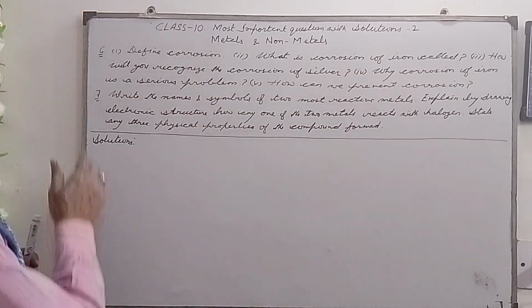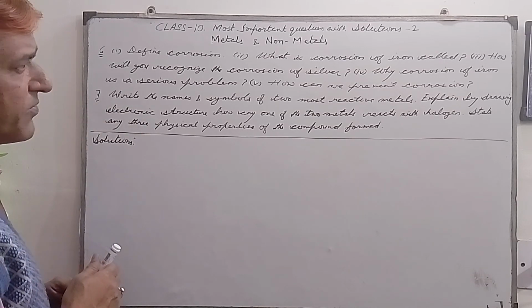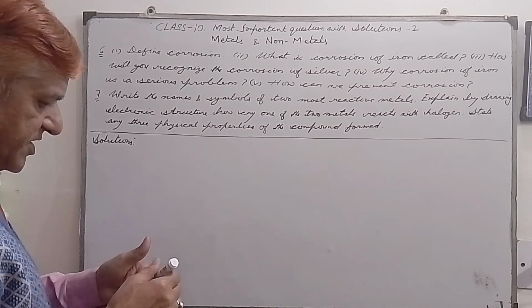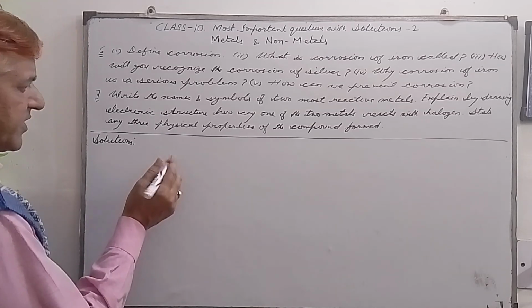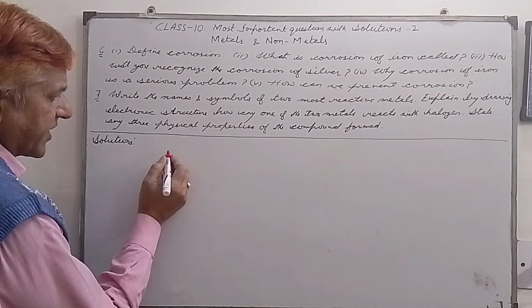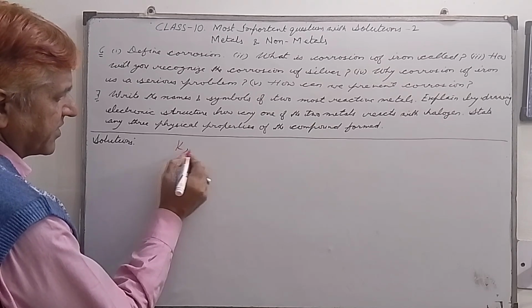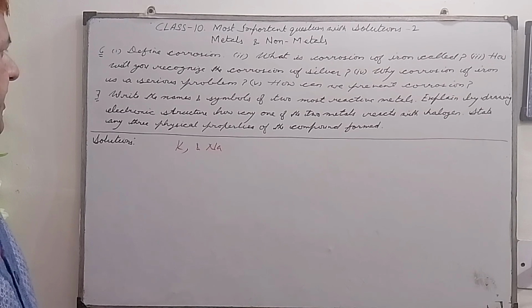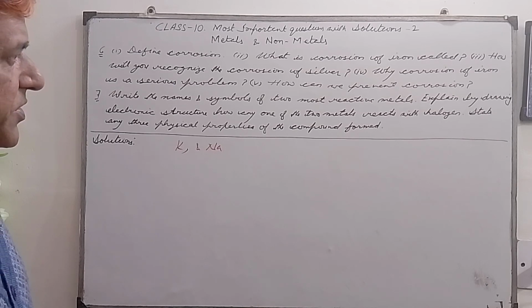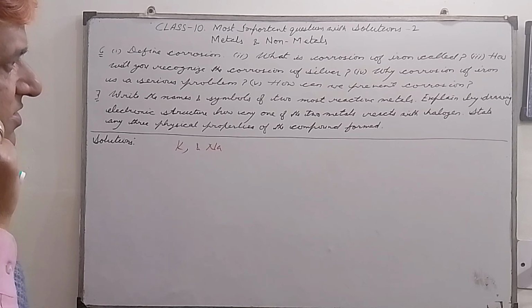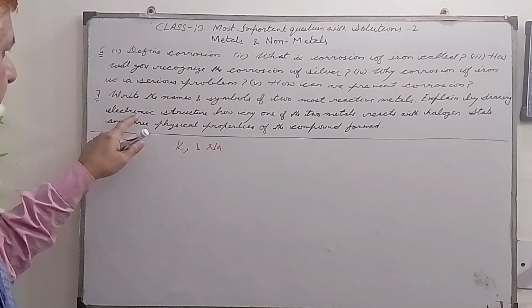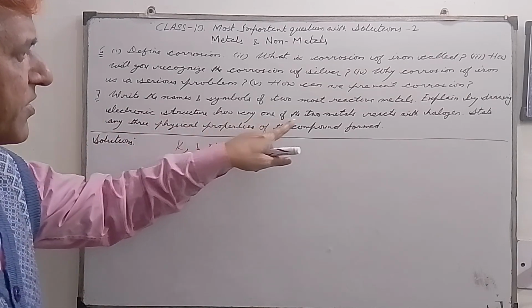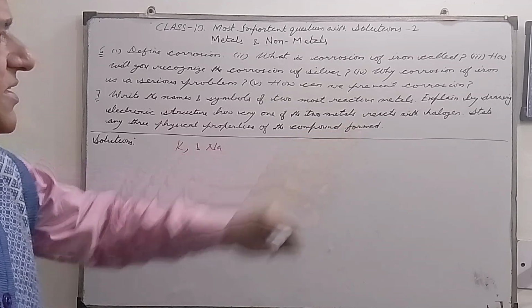Our next question is, write the names and symbols of the two most reactive metals. So, my dear students, you can write the two most reactive elements: potassium and sodium. Next, explain by drawing electronic structure how any one of the two metals reacts with halogen.